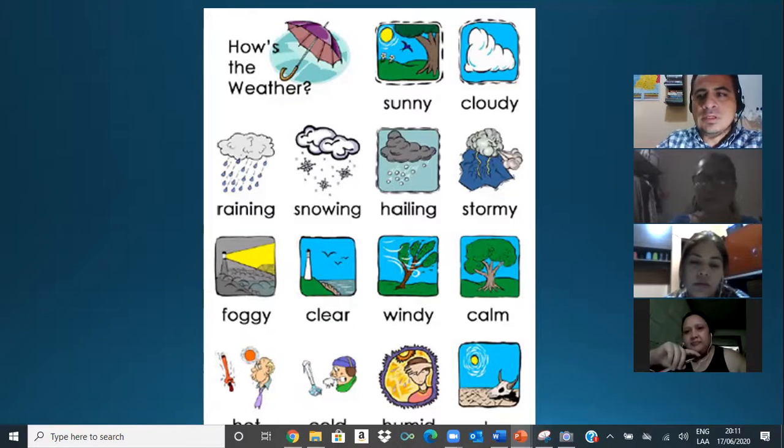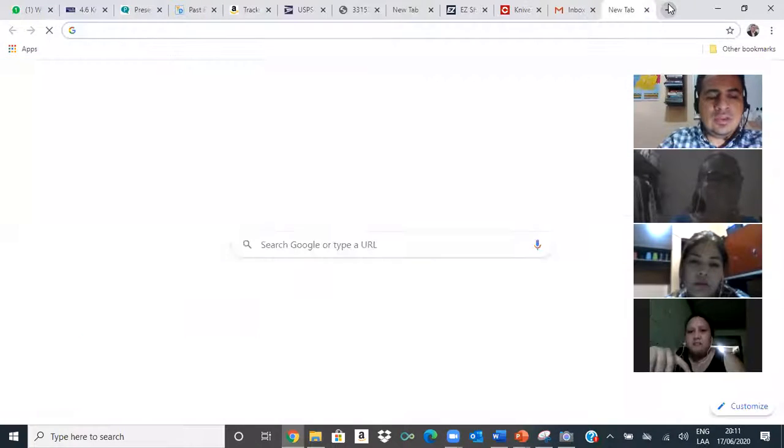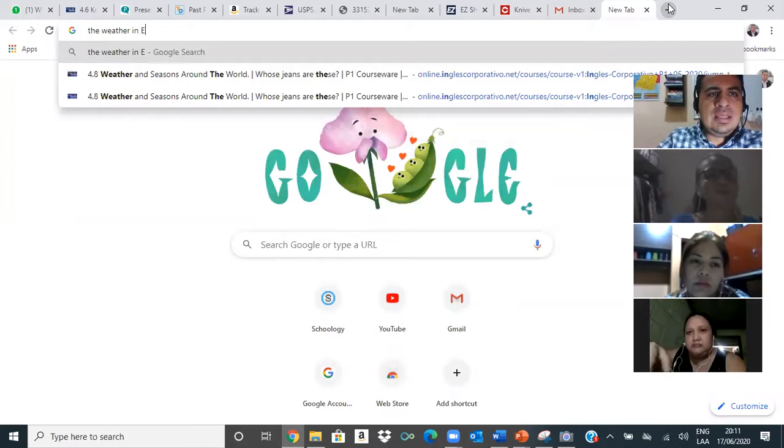Okay. Very good. So let's look at the weather. I'm going to put it in English. Look, the weather in El Salvador.